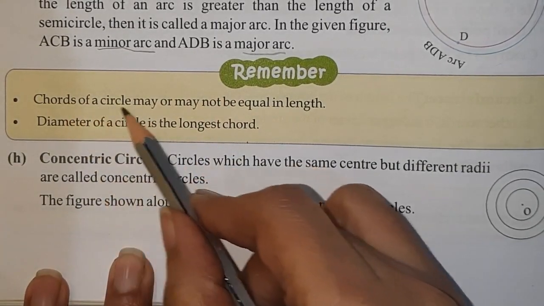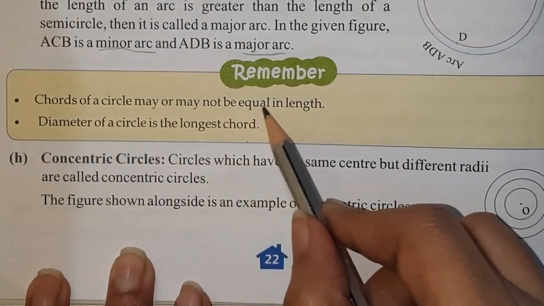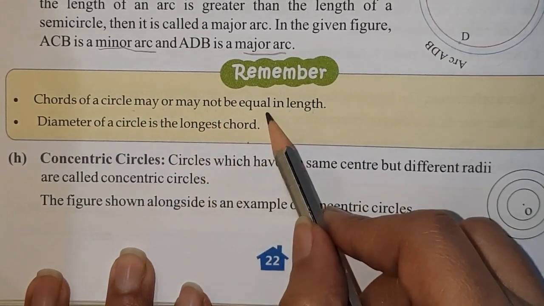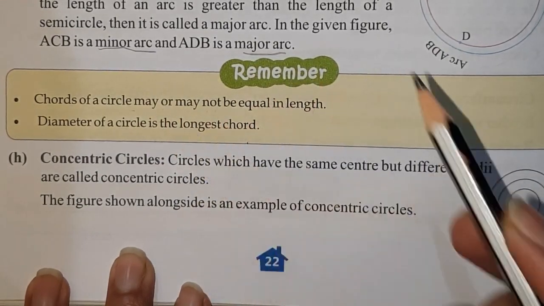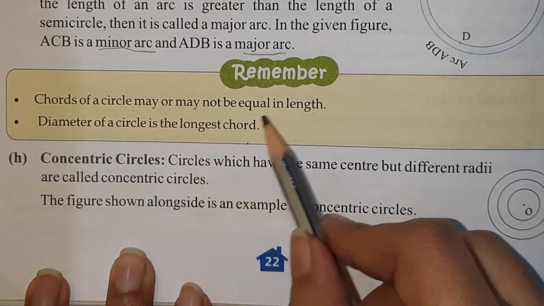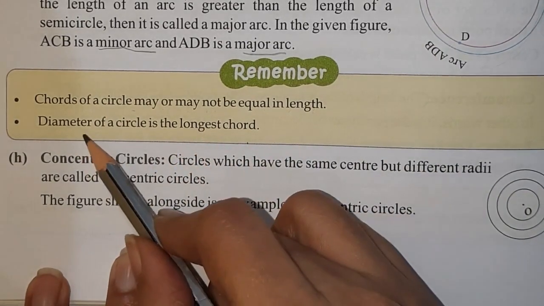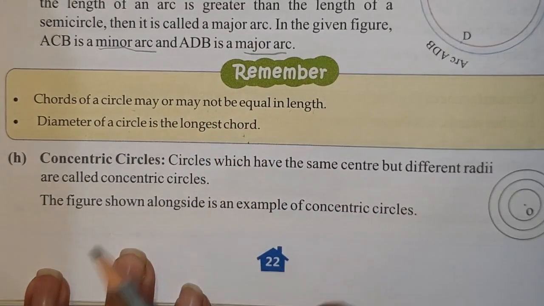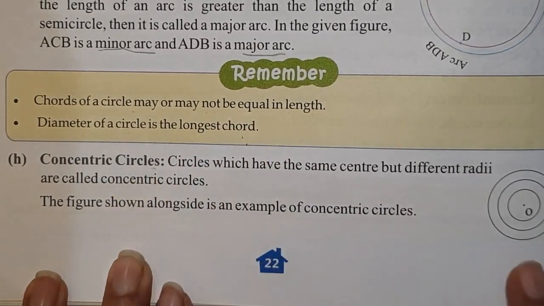Remember, chords of a circle may or may not be equal in length. Chord can be equal in length and may not be equal, because wherever we join two end points of the circle, that is known as chord. Diameter of the circle is the longest chord. Got it?